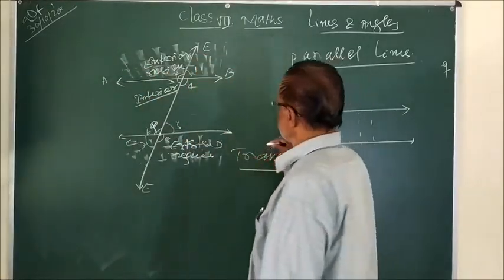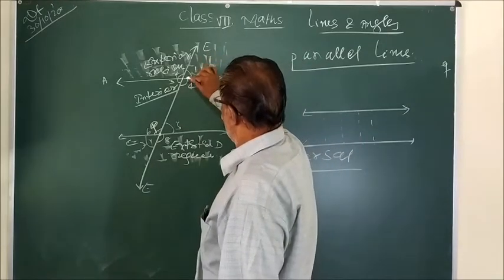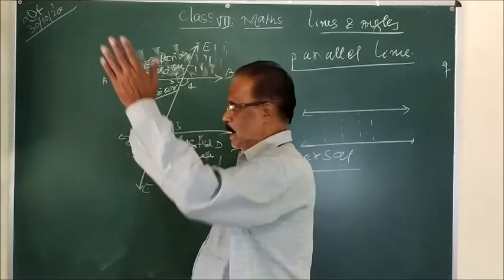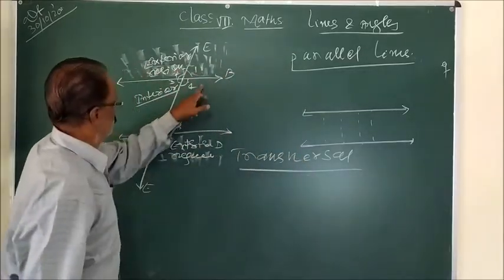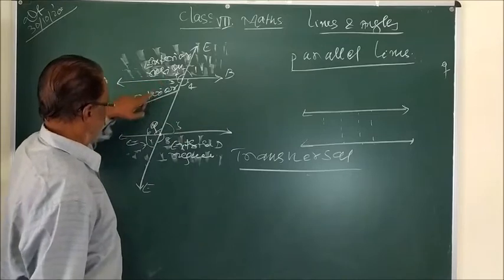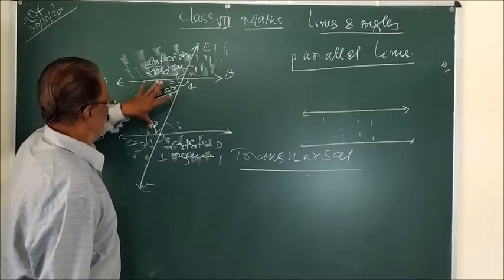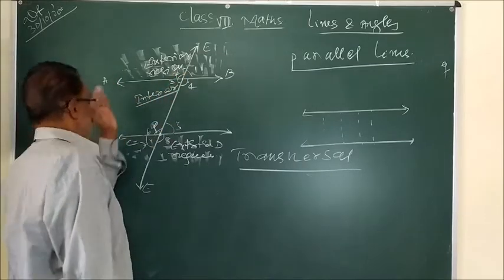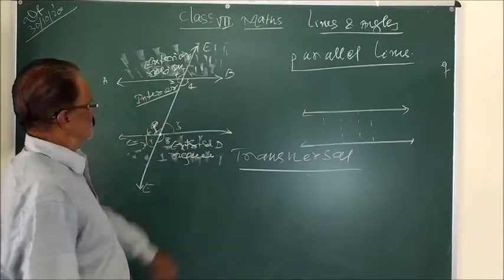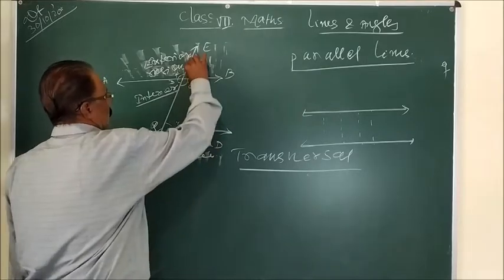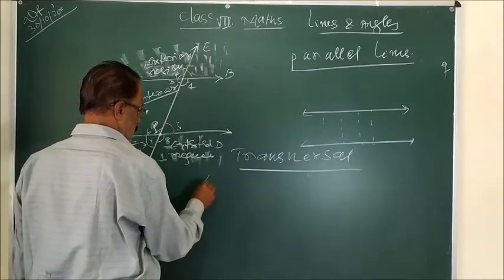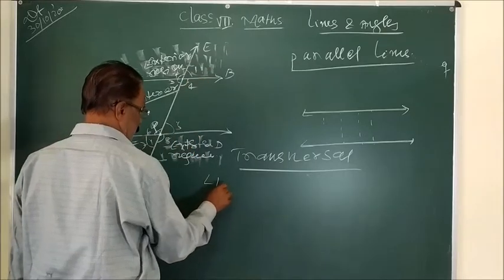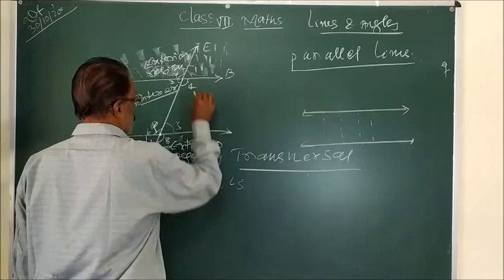Now you see, these are called co-interior angles. The interior angles that fall on the same side of the transversal, 4 and 5 and 3 and 6, are called interior angles on the same side of the transversal. They are also called co-interior angles. And this pair comes: angle 1 and angle 5. Pair 1 and 5.